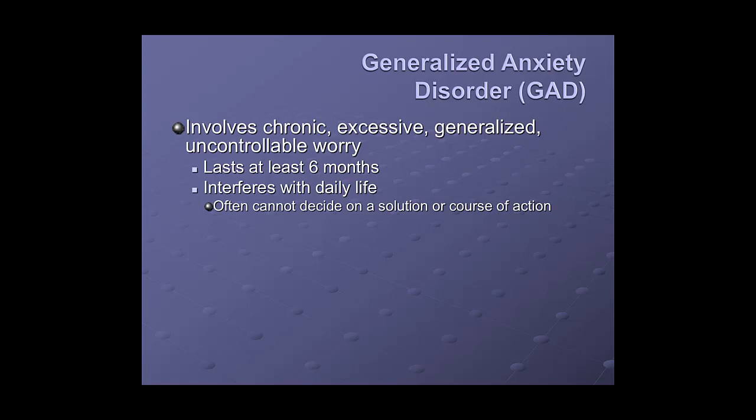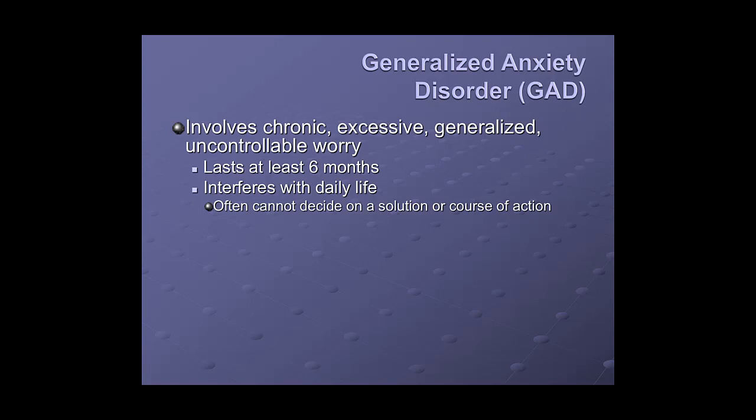Okay, we're going to move on now to generalized anxiety disorder. GAD, also known as GAD, and generalized anxiety disorder really involves a chronic, excessive, generalized, uncontrolled worry. It lasts at least 6 months, and it interferes with daily life.